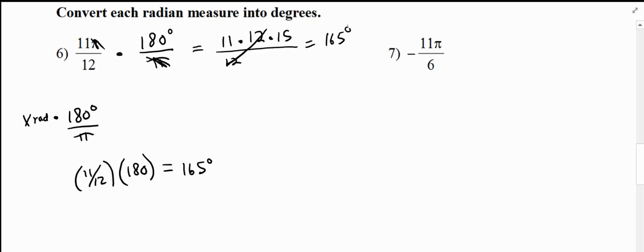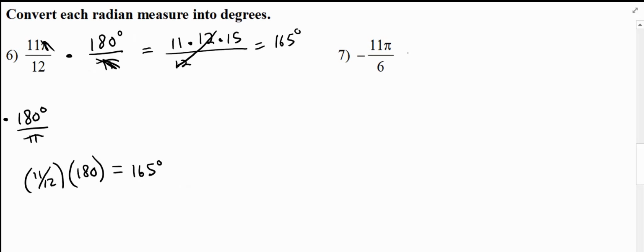And you're going to do the exact same thing, but now you've got a negative version. So again, I'm going to multiply it by 180 over pi. And since there's a 6 right there, I know that 6 times 30 degrees, the 6's cancel, the pi's cancel, and that's negative 11 times 30 gives us negative 330 degrees.